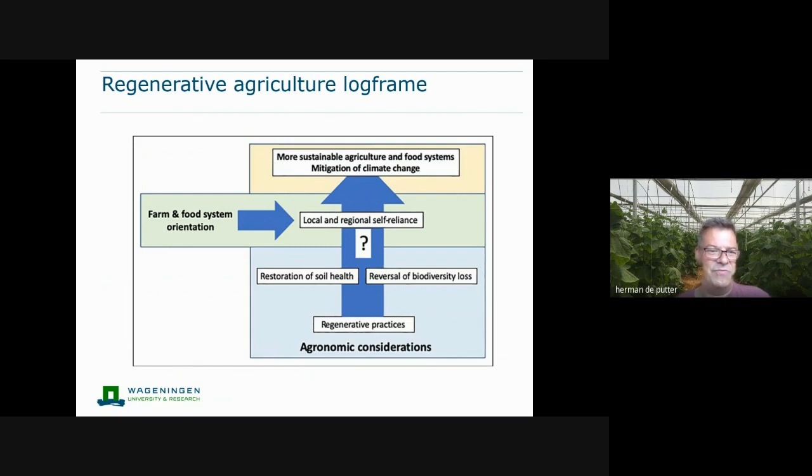That's the outcome of regenerative agriculture, but also the farm and food system orientation is part of it, that it's more local, a regional self-reliance. So then we also talk, what we call circular agriculture. So it's all a bit interlinked.